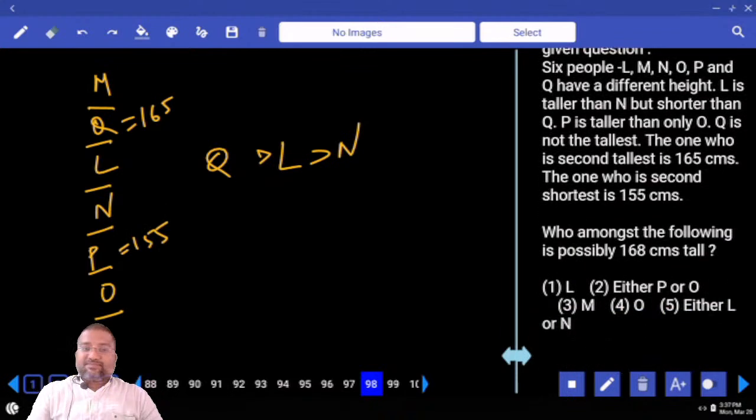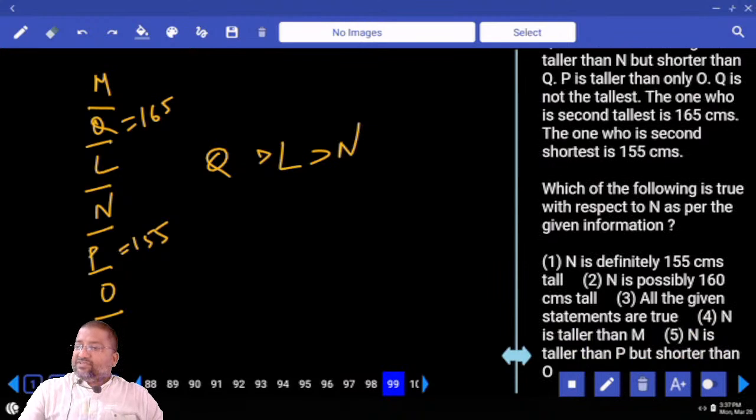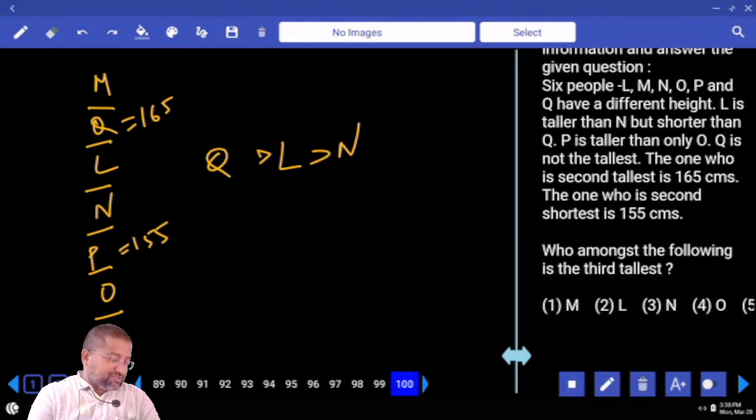Who amongst the following is possibly 168 centimeters tall? It should be M because it is more than 165. Which of the following is true with respect to N as per the given information? N is definitely 155, no. N is possibly 160 centimeters. Maybe. So we will surely go with the second option.